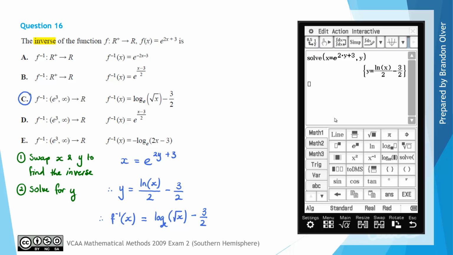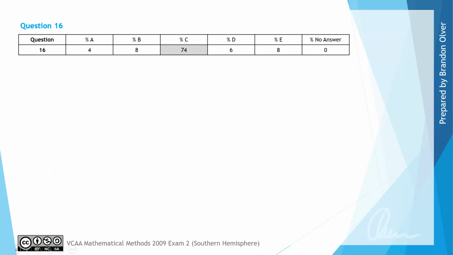I'll now have a look on the next slide at why the domain of the inverse function is e to the power of 3 to infinity. As we go on to the next slide, just keep in mind that the domain of the original exponential function was restricted to be R plus, or all positive real numbers. From the examiner's report, we can see that 74% of students got this question correct, so it was handled reasonably well on the exam.